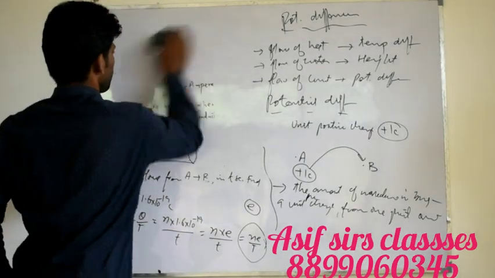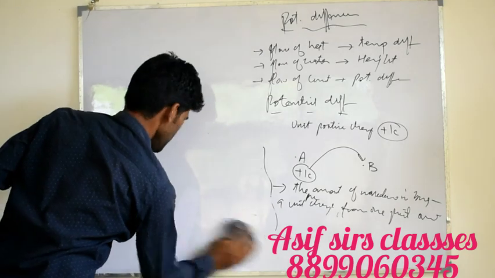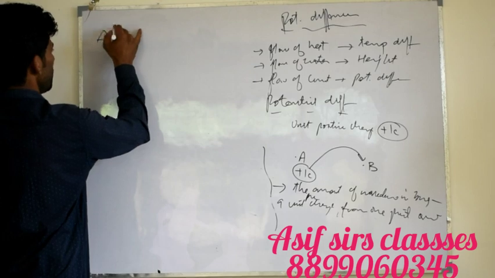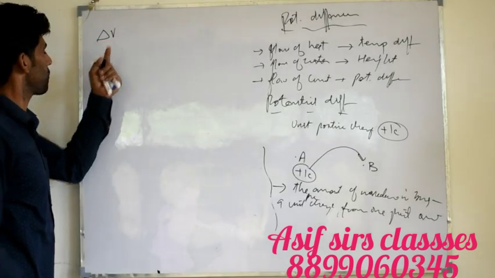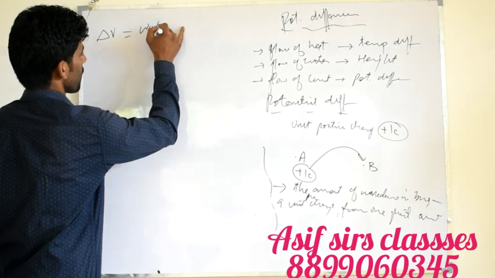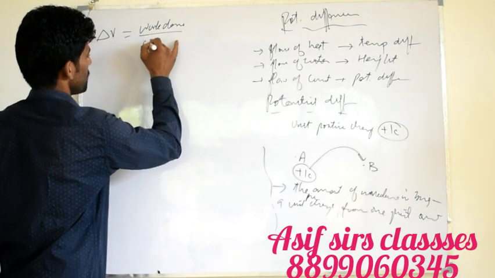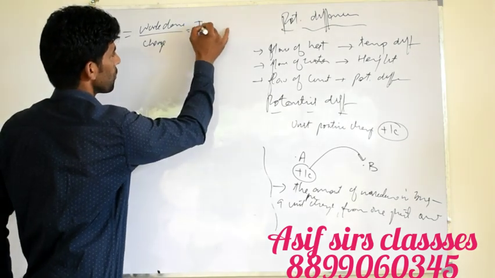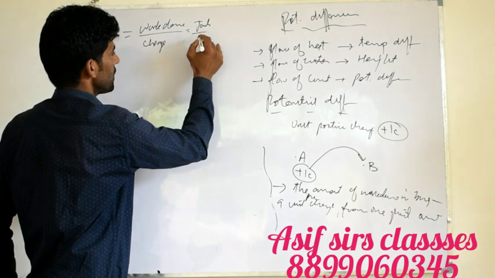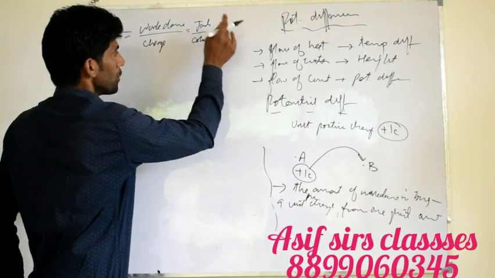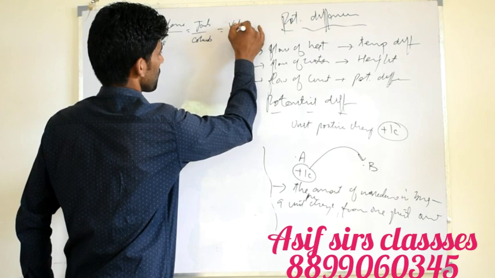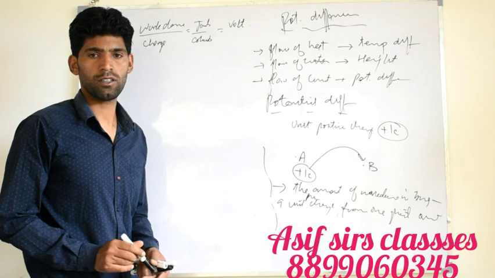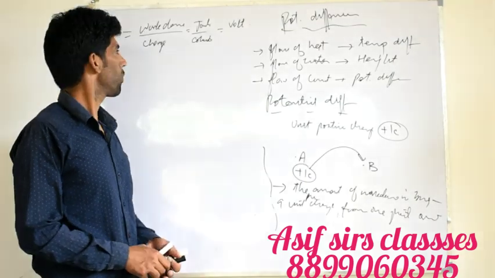Just have a look. Potential difference is denoted by the letter del V. Del is difference, V is potential. That is equal to work done divided by charge. The unit of work is joule, and the unit of charge is coulomb. Joule per coulomb has a name, that is called volt. So the SI unit of potential difference is volt.